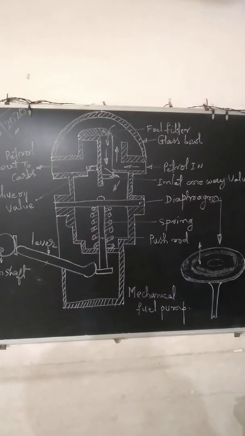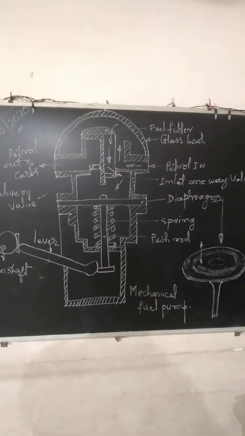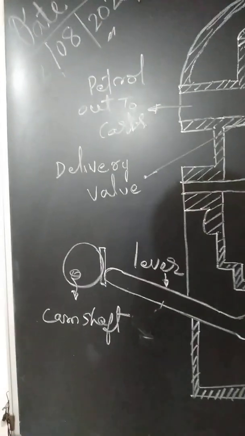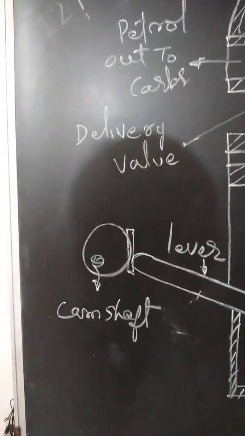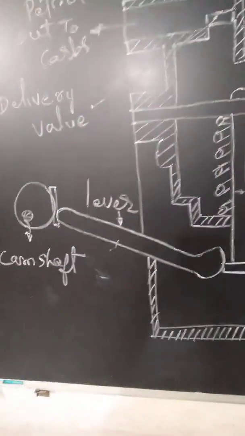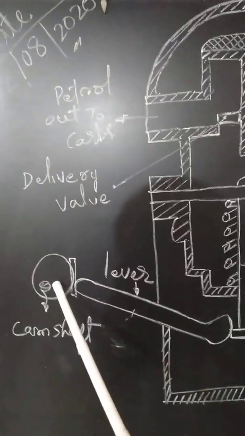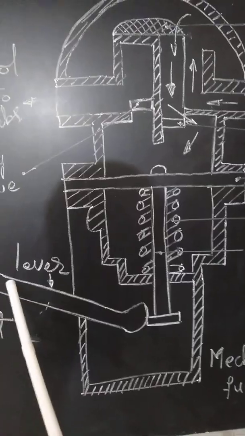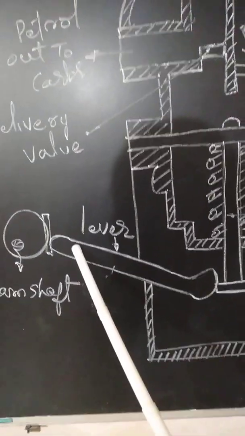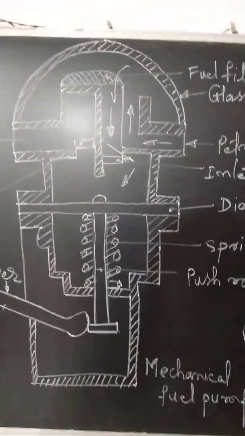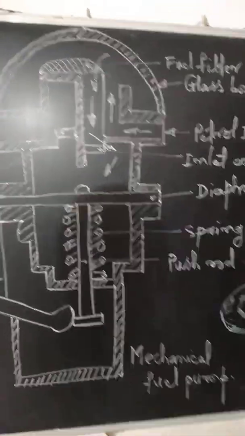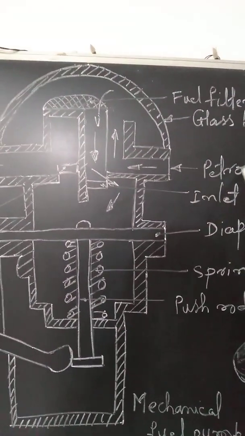So the mechanical fuel pump is operated by the camshaft. Now the camshaft is operated by the crankshaft. What the camshaft does is, as the camshaft rotates, this mechanical fuel pump is connected by a lever to the camshaft. Now the main construction feature of this mechanical fuel pump is, this side is the petrol in.